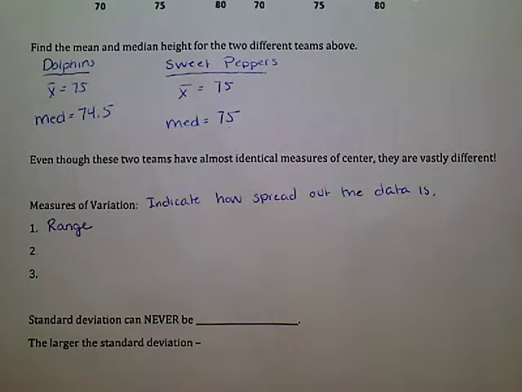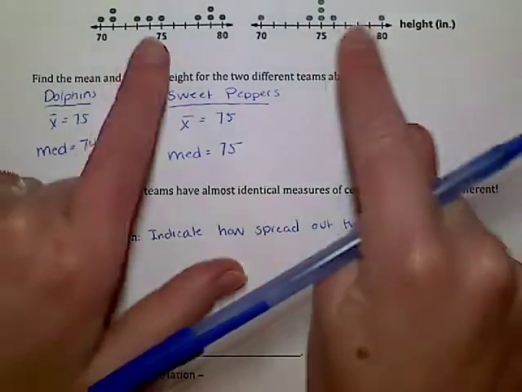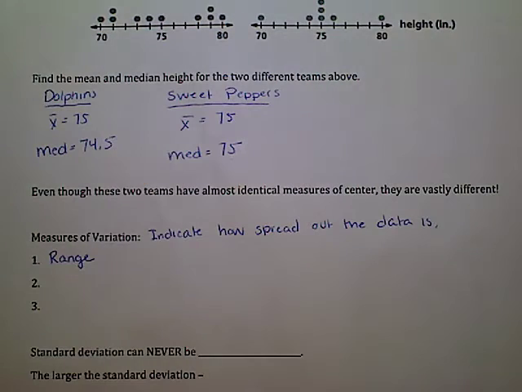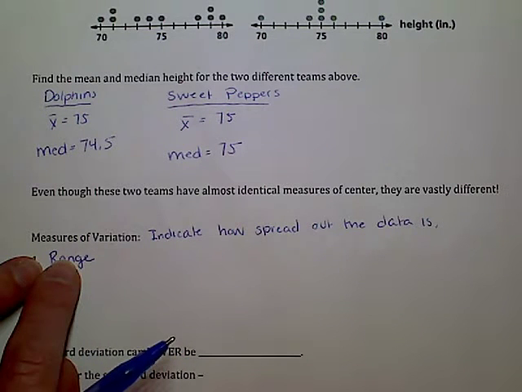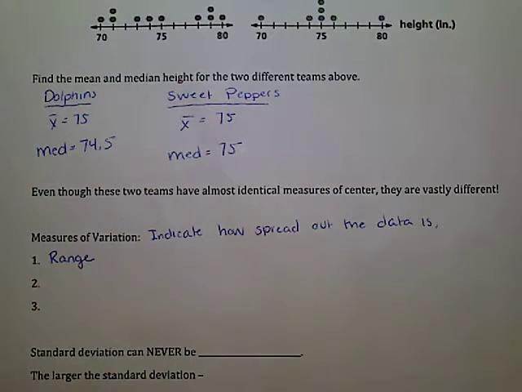Now, in this scenario above, if you look at these heights, both teams have a range from 70 to 80. They both have a range of 10. So if you only look at the range, it's not really giving you a more detailed analysis of the heights of that team. But it's a good start. If one team had a much larger range of heights than the other, you would know that the heights are more varied right off the bat.